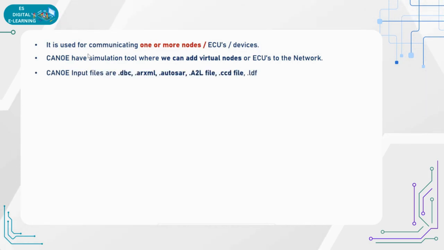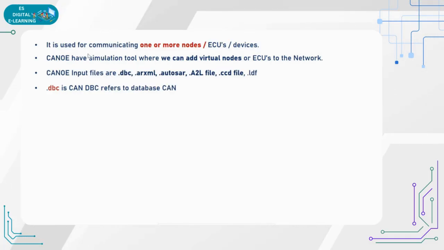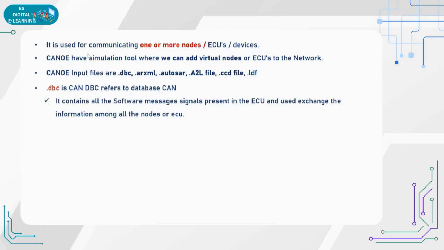What are the input files of the CANoe? So .dbc file, .arxml file, .a2l file, .cdd file, and .ldf file. You need to write down the notes. What is a dbc file? A dbc file is specifically for the CAN protocol, so this is a CAN dbc. It contains all the messages and signals related to the ECU. It is mainly used for exchanging information between the ECUs.